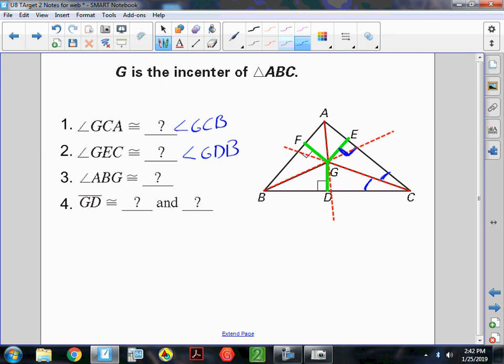Angle ABG, I'm going to outline that one in pink. ABG, that angle is being bisected, so it's congruent to angle DBG. And then the last part says CD, or GD. GD is this perpendicular distance to the side, so it's going to be congruent with all of the perpendicular distances, such as GF and GE. And that's it for target 2.